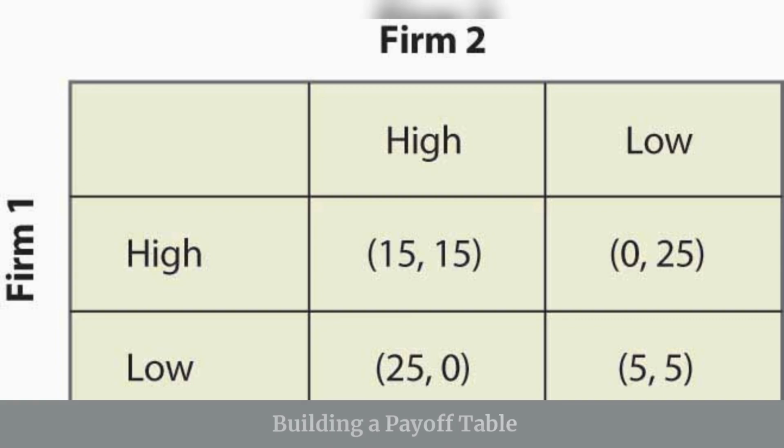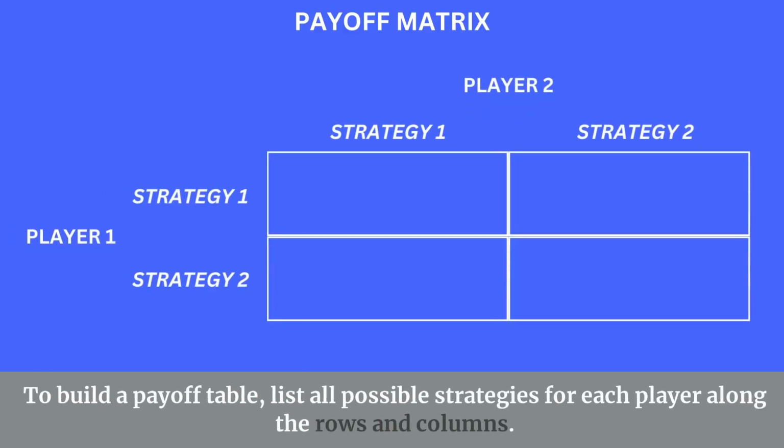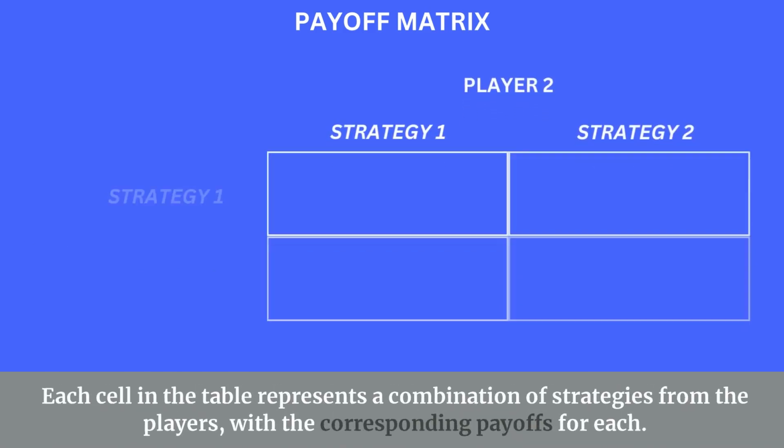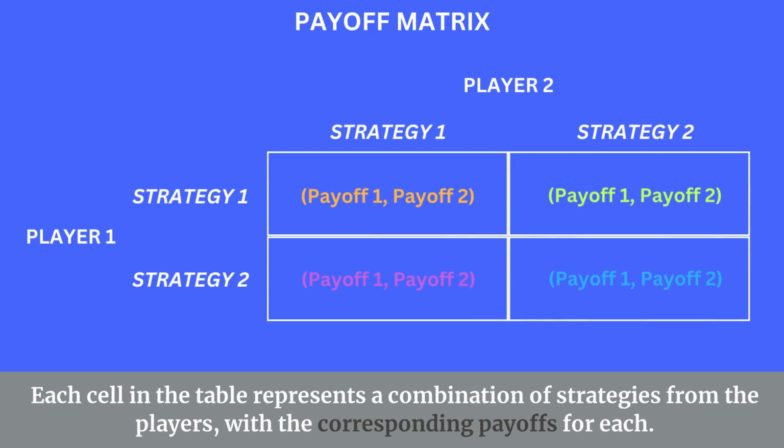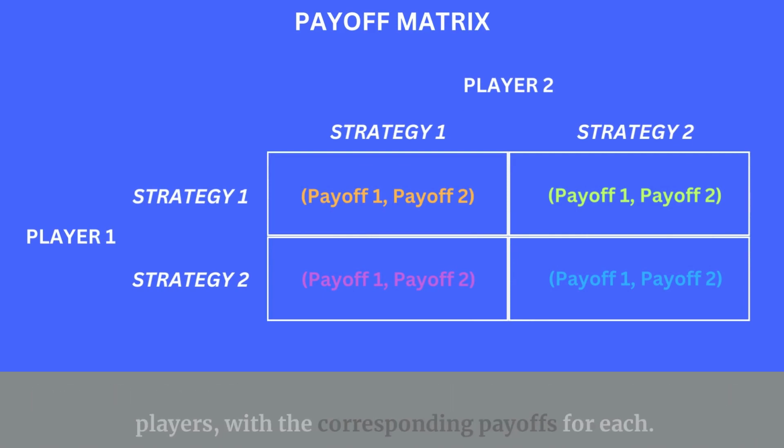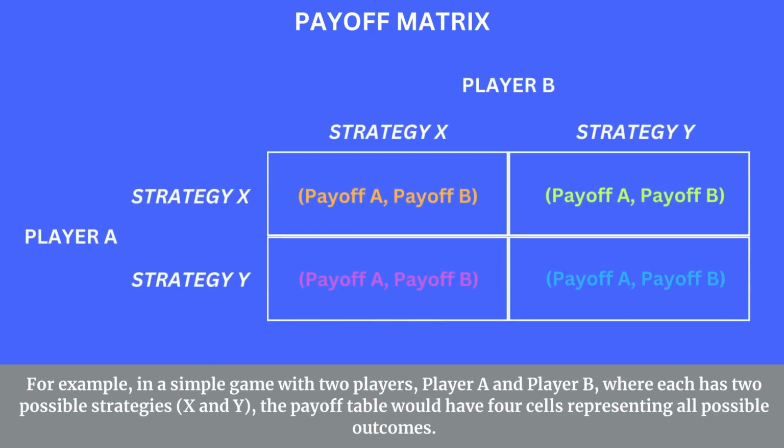Building a payoff table. To build a payoff table, list all possible strategies for each player along the rows and columns. Each cell in the table represents a combination of strategies from the players, with the corresponding payoffs for each. For example, in a simple game with two players, player A and player B, where each has two possible strategies, X and Y, the payoff table would have 4 cells representing all possible outcomes.